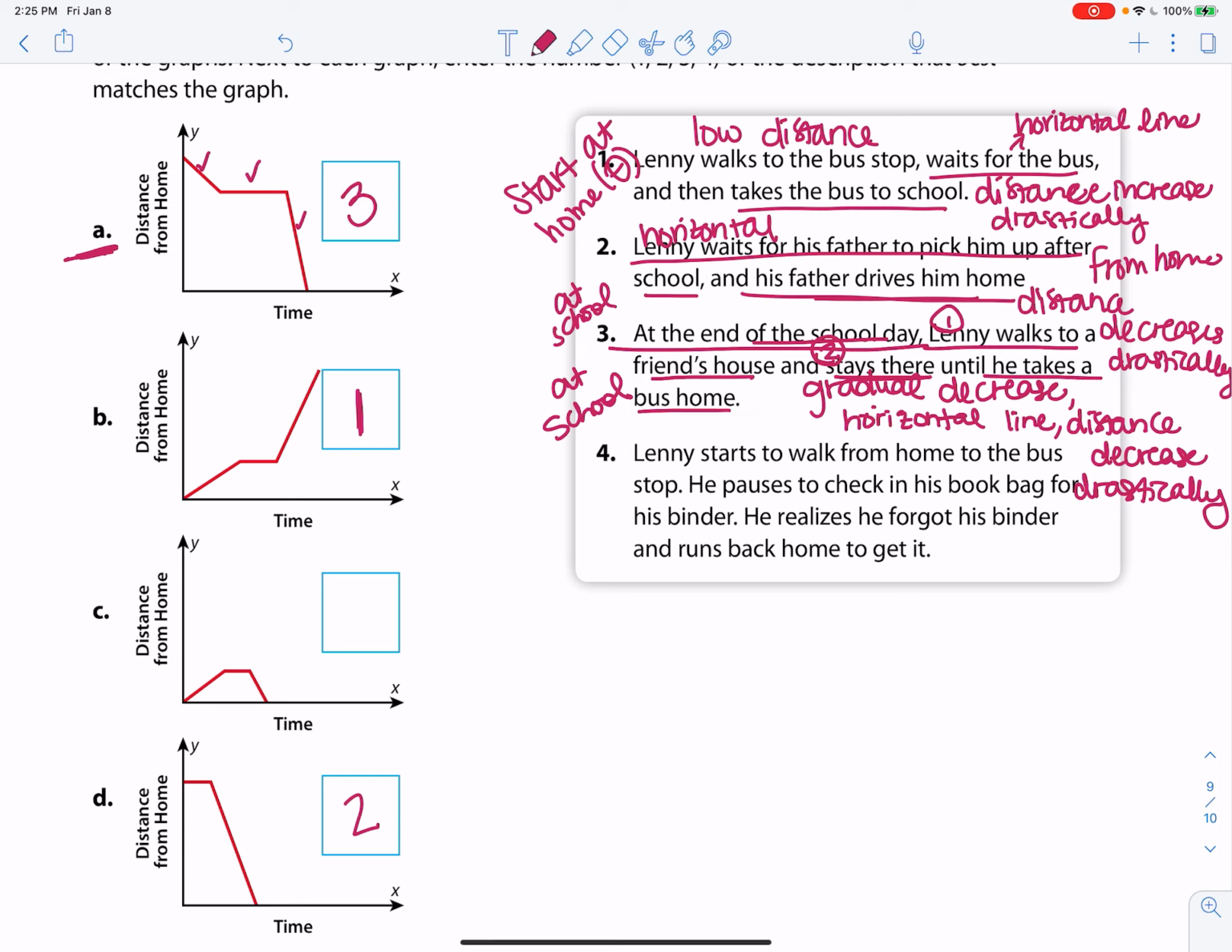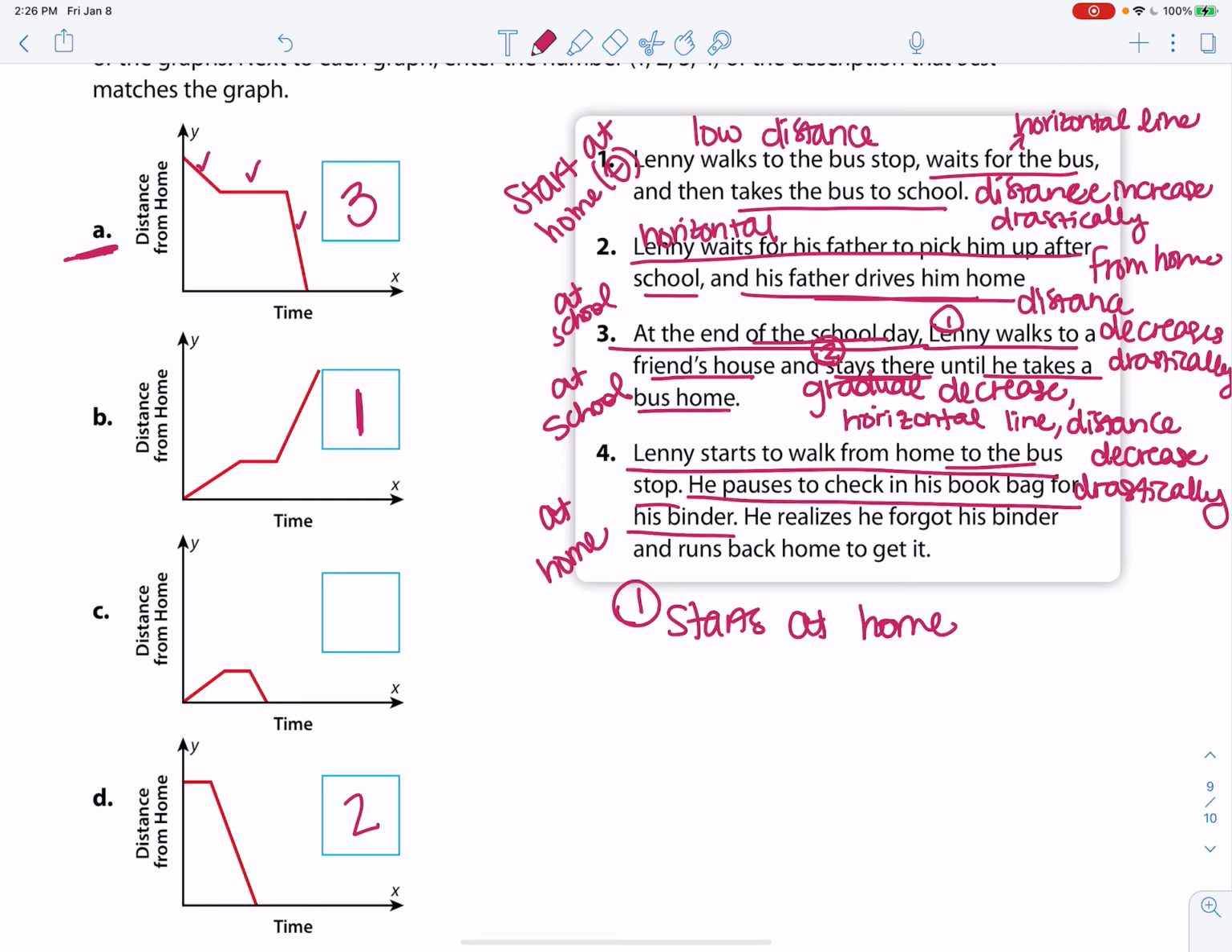So that's number 3. And finally, number 4, Lenny starts to walk from home to the bus stop. So he starts off at home. Then it says he pauses to check his book bag for his binder. So if he pauses, that means he's stopped. So that's a horizontal line. So since he starts at home and he's walking, it should be a gradual increase in the distance from home.